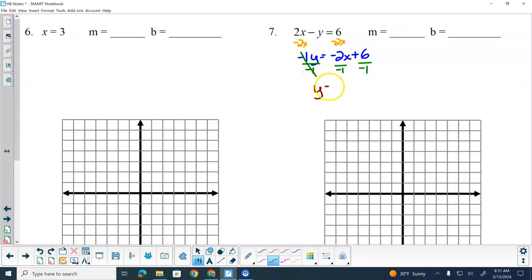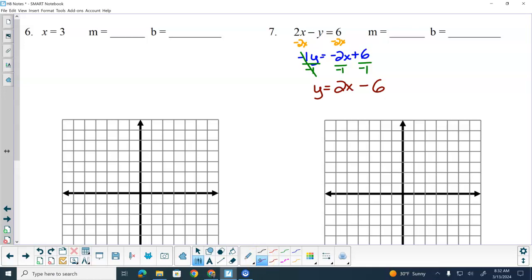So we have y equals -2 divided by -1 makes positive 2x, yep. And positive 6 divided by -1. What kind of 6? -6. That just changes the sign. Okay? All right. Michelle, now that we've got it in y equals mx plus b form, can you tell me the slope of that line?